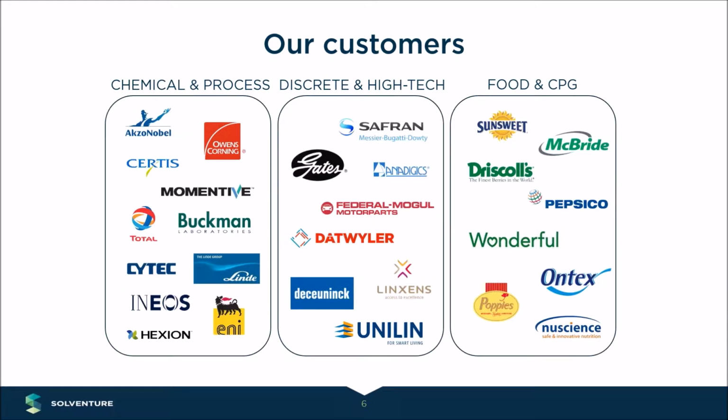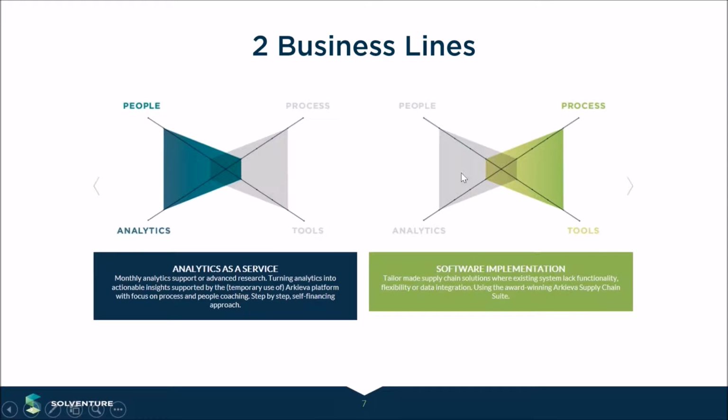These are some of our customers. So you see that we work cross-sector. Arqiva was started in the chemical industry. We are really expertise focused. So from our forecasting expertise, inventory expertise, planning expertise, we took the solution into different industries, both food and CPG, also more discrete customers. And we work in two ways.